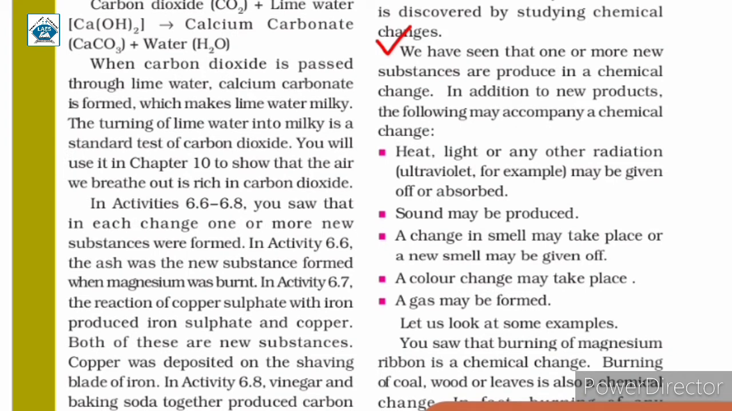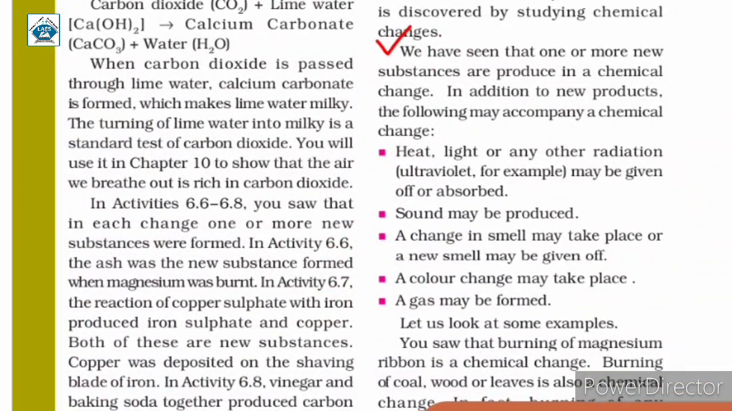We have seen that one or more new substances are produced in a chemical change. In addition to new products, the following may accompany a chemical change. Heat, light, or any radiation, ultraviolet for example, may be given off or absorbed. Sound may be produced. A change in smell may take place or a new smell may be given off. A color change may take place. A gas may be formed.